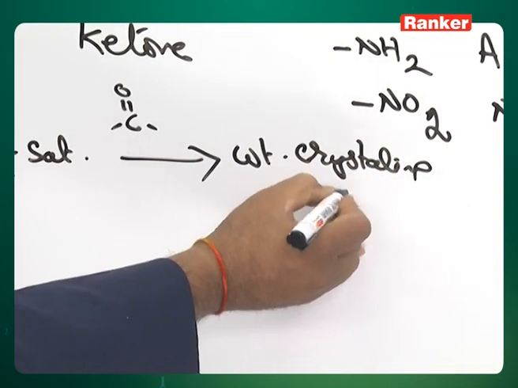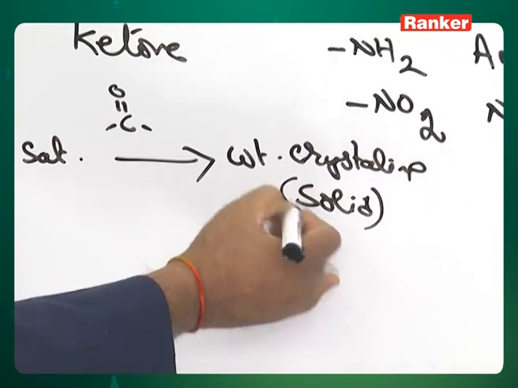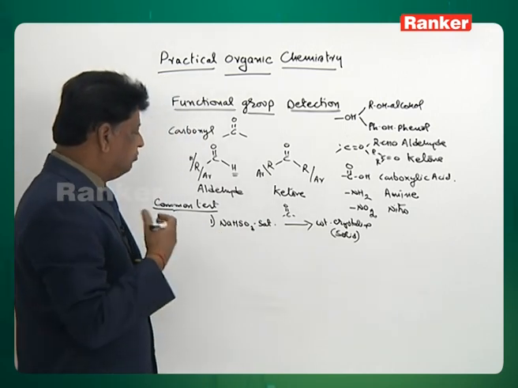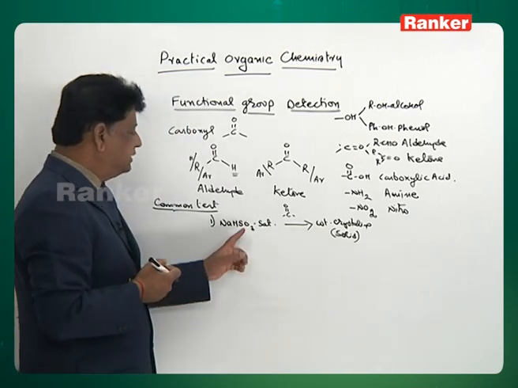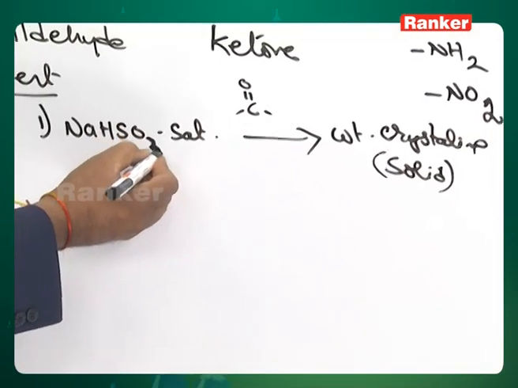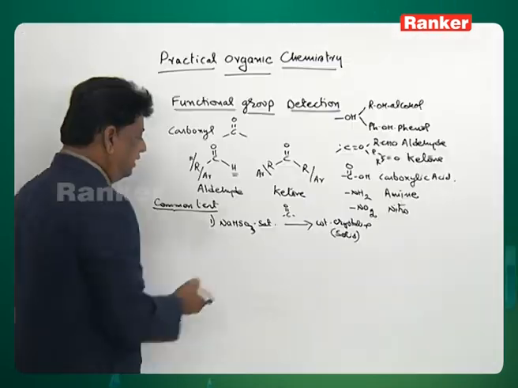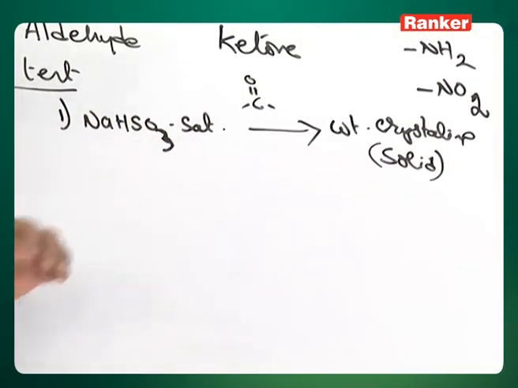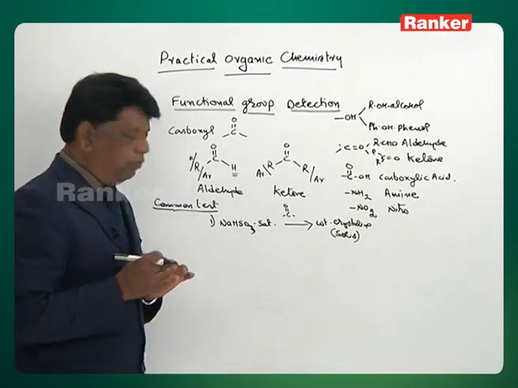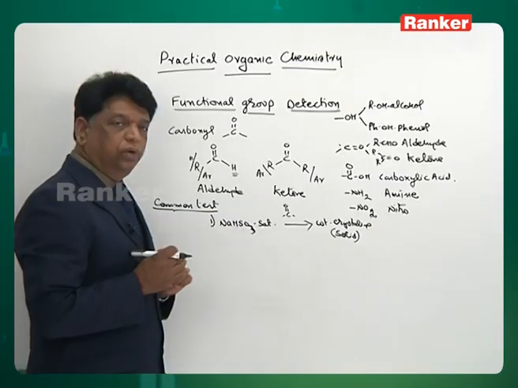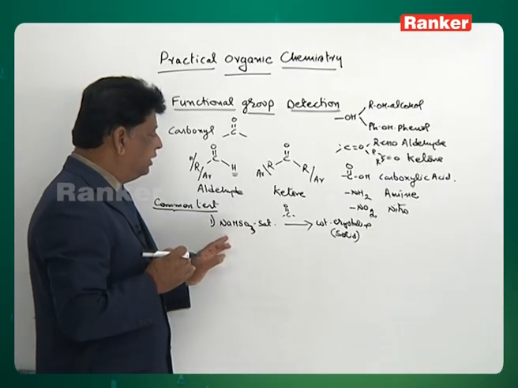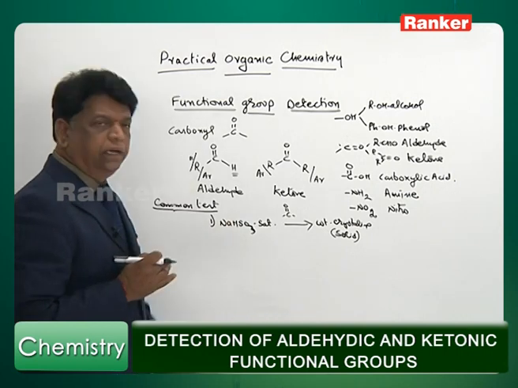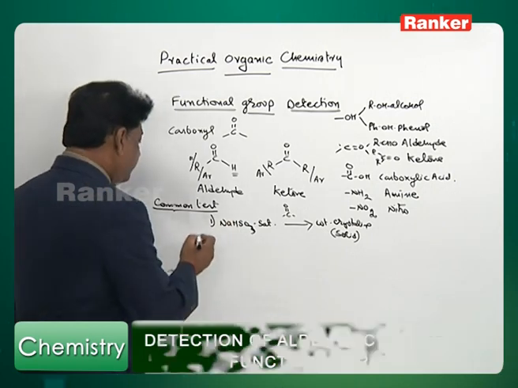Both aldehydes and ketones, all carbonyl compounds, will give white crystalline solid derivatives. Crystalline means they are solid with crystals in fact. So clear crystals are formed with sodium bisulfite, NaHSO3, okay, sodium bisulfite, not sulfate. Sodium bisulfite dissolves in a limited amount of water, giving a saturated solution. That saturated solution added to aldehydes or ketones immediately forms white crystalline solids.